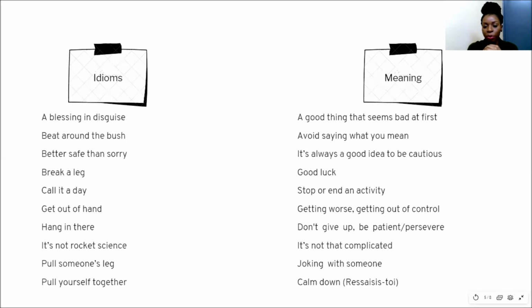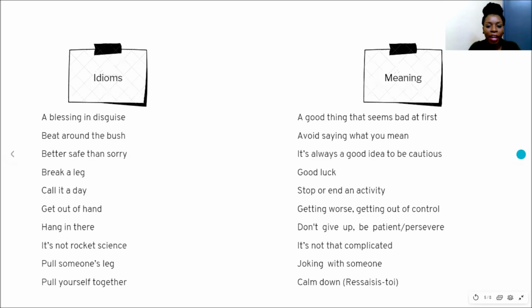Pull yourself together. Pulling yourself together means calm down, and I put it there that it means, en français, ressaisis-toi. It's like when you're nervous, when you're panicking, when something is happening and you're just being anxious, someone can be like, "Hey, pull yourself together." It's like, calm down, okay? Pull yourself together, please.